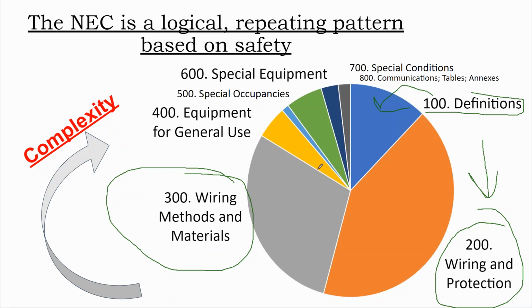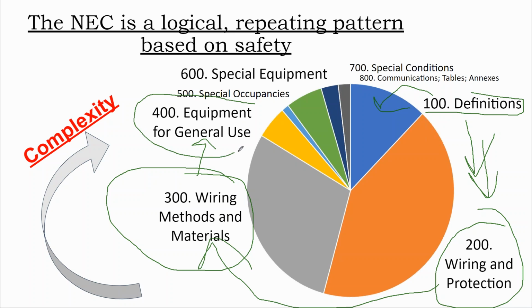So already we're seeing kind of a rhyme and reason to code. They start out very generally with fundamentals of electricity coming into the building. Then they talk about the wires, and then they talk about the equipment that it powers.